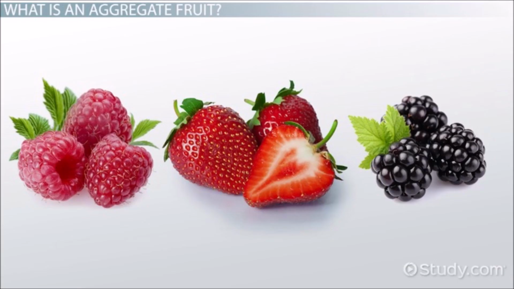Now we are going to see the next category, that is aggregate fruit. What is aggregate fruit? A fruit formed from several ovaries of one flower that produces many tiny fruits clustered tightly together. So the fruit will be like many clusters. Examples are strawberry, raspberry, and more.